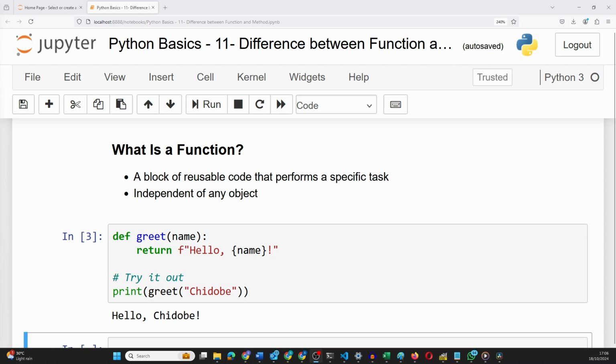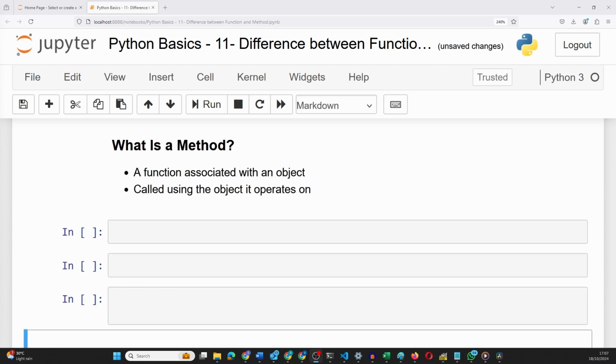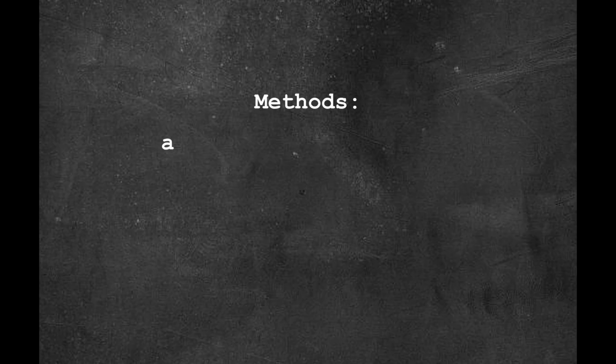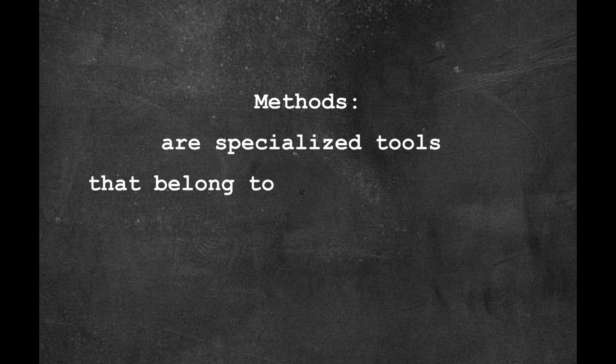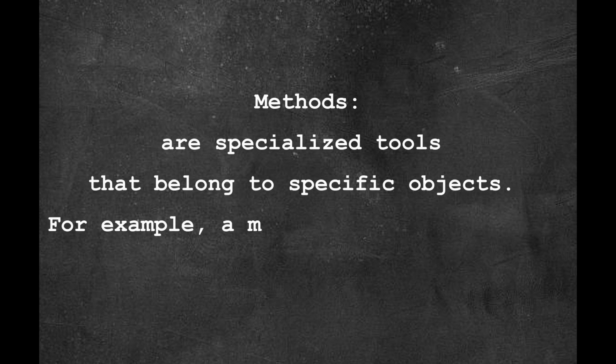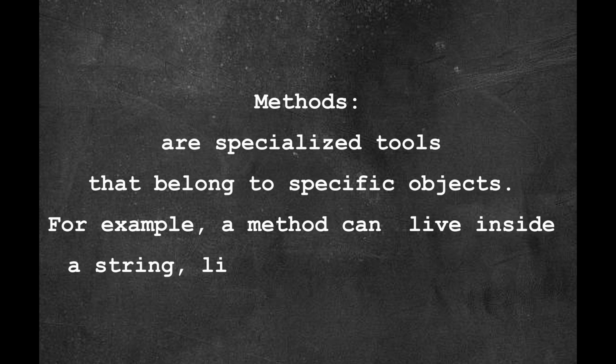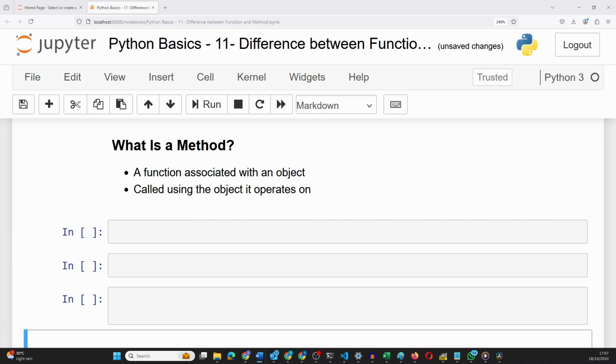Now, functions are great for general tasks, but what if you want something more specific, like working with a certain kind of data, say a string or a list? That's where methods come in, and that's what we cover next. Alright, time for the next big player, methods. If functions are your independent workers, think of methods as specialized tools that belong to specific objects. For example, a method can live inside a string, list, or dictionary object. It's like that thing you only use when working with wood or metal. Each tool is built for a specific purpose. Let's see this in action.